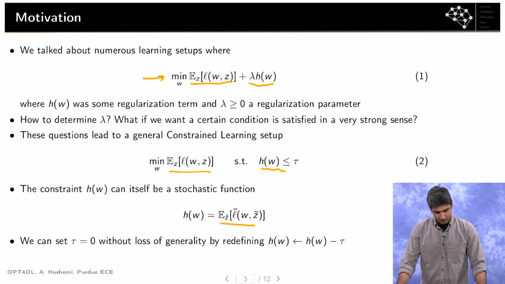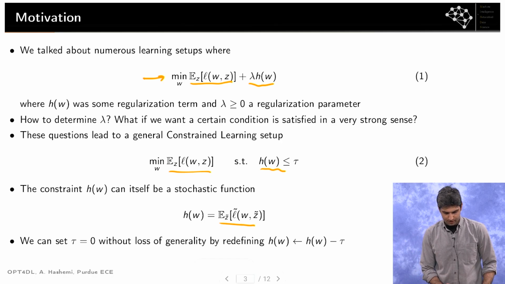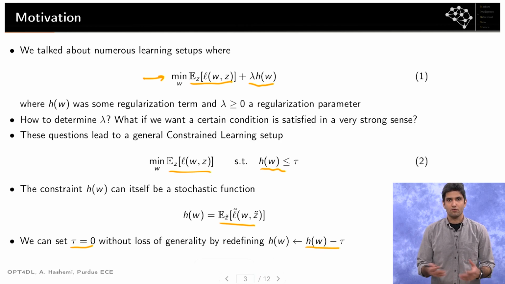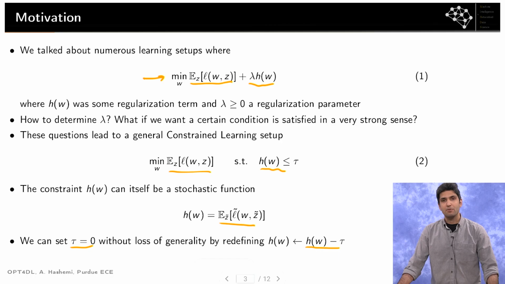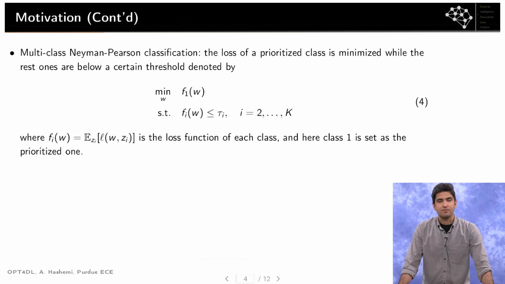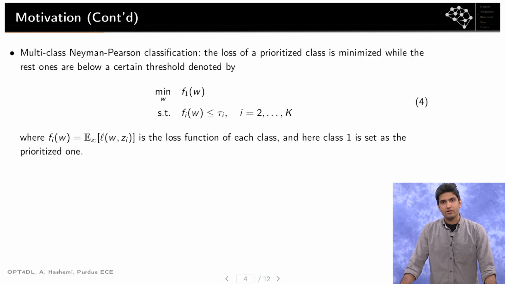But before that, I want to mention that without loss of generality, we can set this threshold to be 0 by redefining our constraint function to be h of w minus tau as opposed to h of w. So for the rest of the lecture, we just assume that tau is 0. Therefore, our constrained learning problem is to minimize the training loss such that h of w is less than 0. Now, beyond the examples that we saw in previous lectures, for instance, low memorization, robustness, etc., I want to point out two other applications that lead to a constrained learning problem.